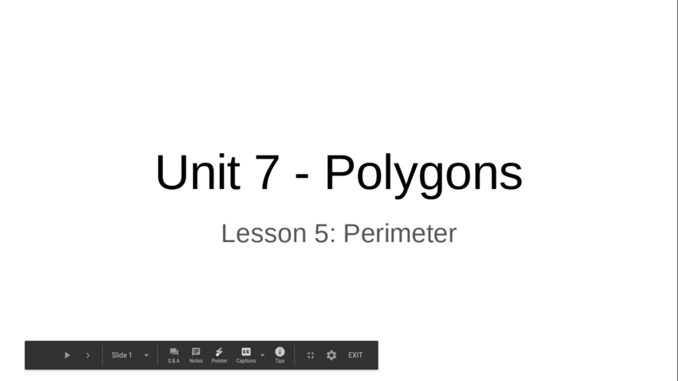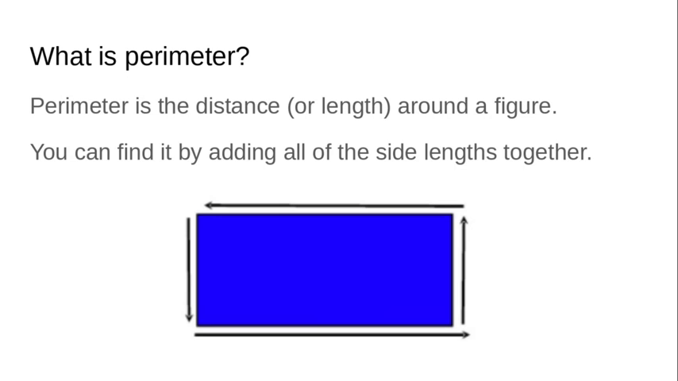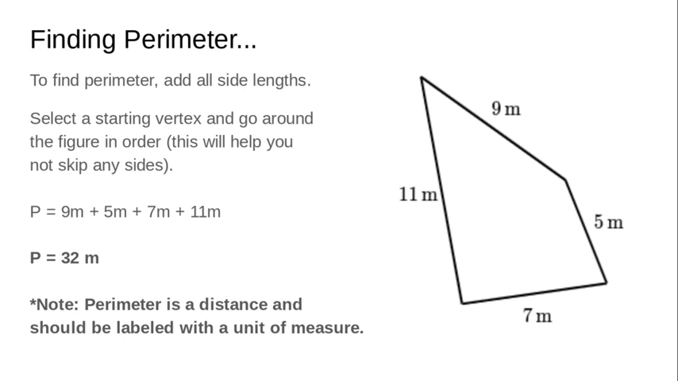Today we're going to look at Lesson 5 from Unit 7, which is going to cover perimeter. Hopefully that's something you're fairly comfortable with at this point. What is perimeter? Just as a quick reminder, perimeter is the distance or length that it takes to travel around a figure. You can find it by adding all of the side lengths together.